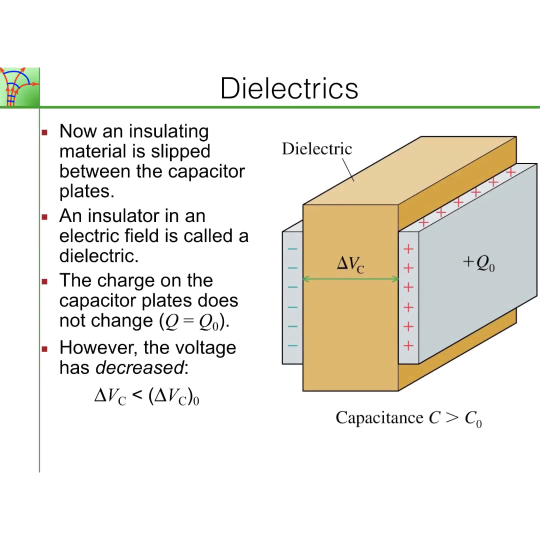Now when I place a dielectric in there, it's an insulator because the charge doesn't go across it, but something happens. The charge on the plate doesn't change, it's still Q naught. If it's not attached to a battery, it's still Q naught. However, we see that the voltage goes down. When I put this dielectric in there, there's the same charge, but the voltage went down, which means that the capacitance went up. So we increased the capacitance by placing this dielectric between these two plates.